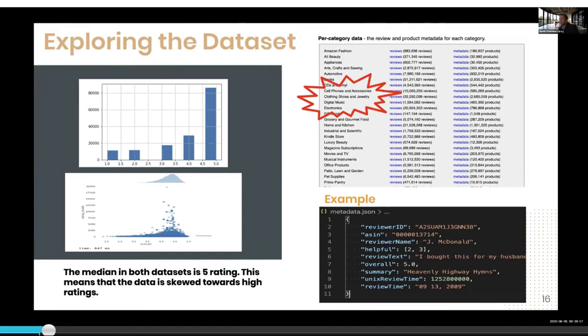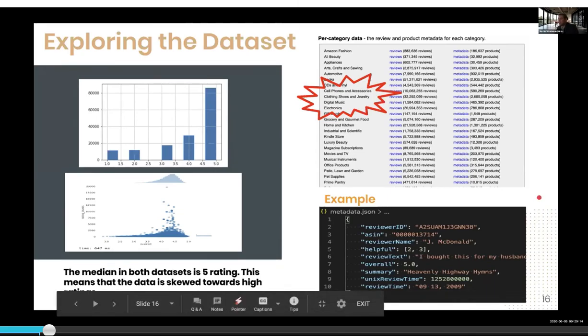And we looked at the data set as a whole a little bit, so we typically can see that most users are rating with 5 stars. It's typically skewed that way. Get the next slide.